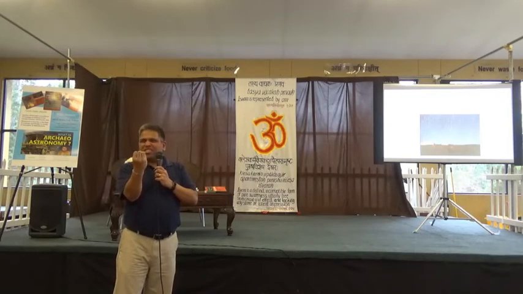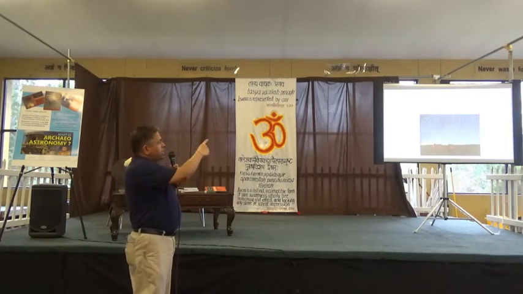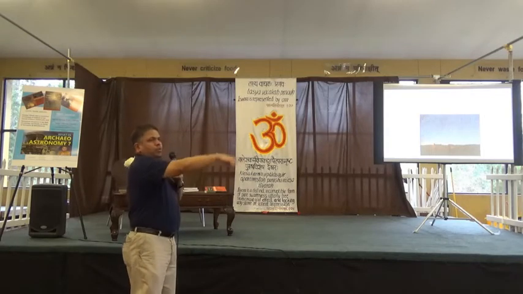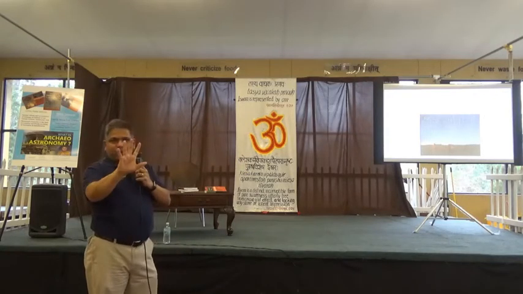Okay? This is a composite image. You can't do it in one night. What it shows is that all the stars seem to be going around the pole star. Okay, it's very important that you understand this.